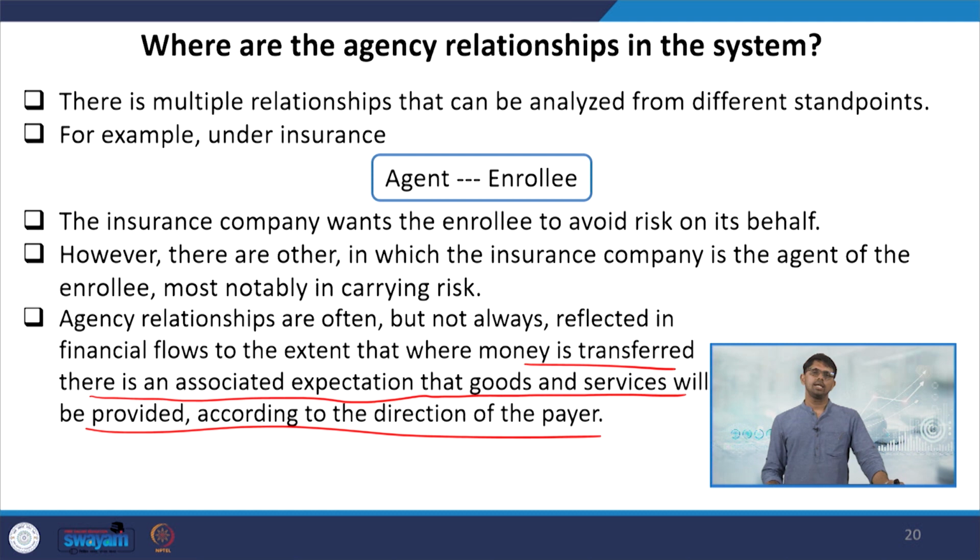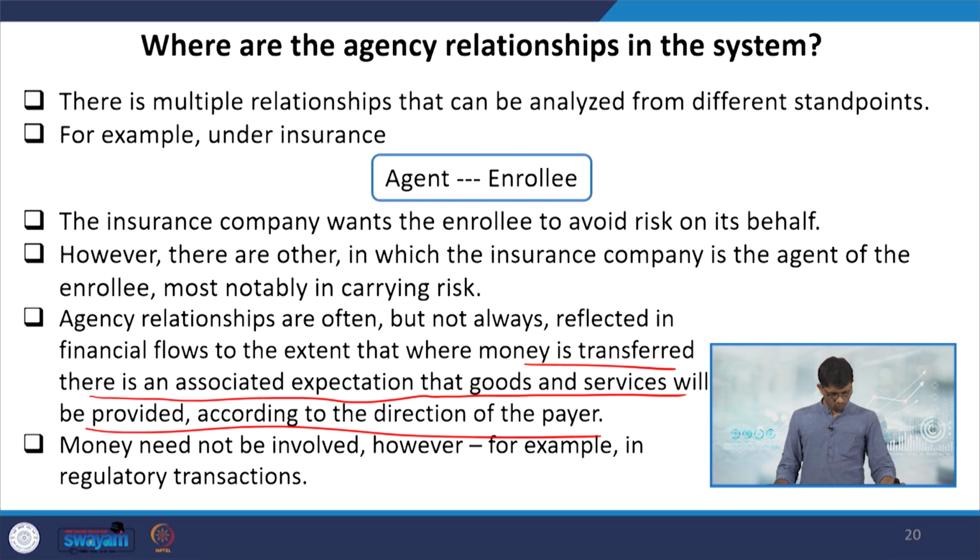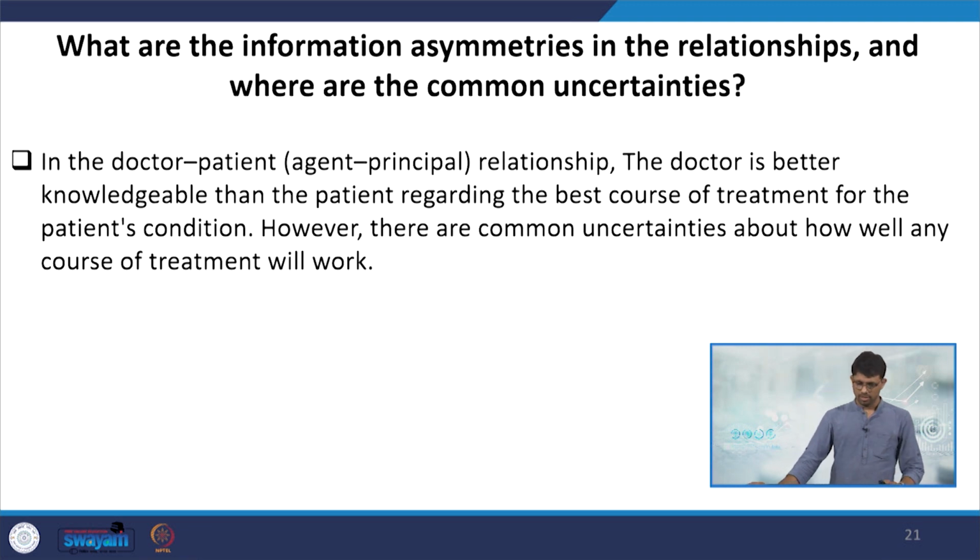So, the payer is not incentivizing enough to the enrollee. Hence, the effective reach, or the acceptability by the buyers for the scheme, may not be actually perfect. Money need not be involved, however; regulatory transactions also matter so far as incentive structures are concerned. Another question is, what are the information asymmetries in the relationship, and where are the common uncertainties?